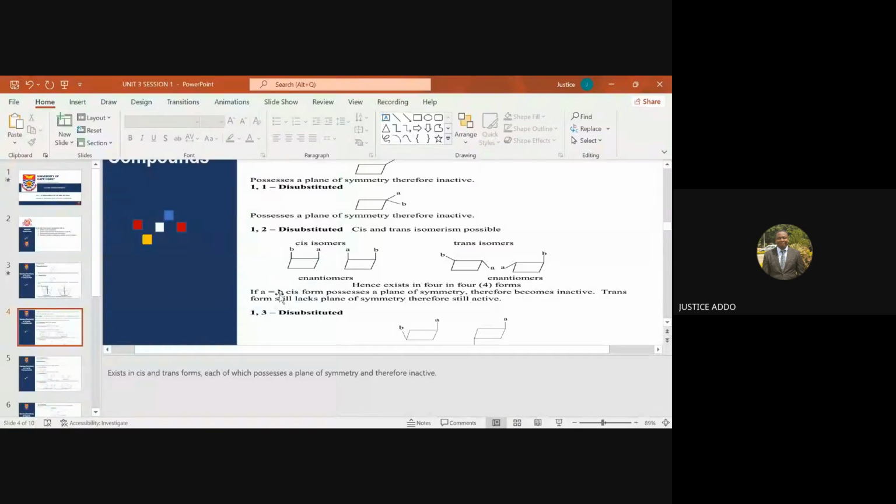If A is equal to B, look at the statement here. If A is equal to B, then the cis form possesses a plane of symmetry, therefore becomes inactive.